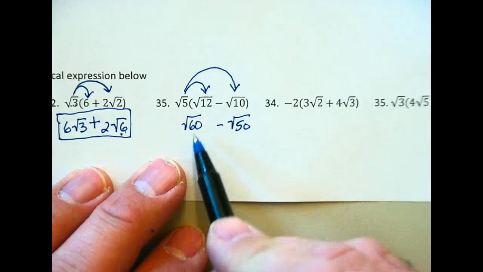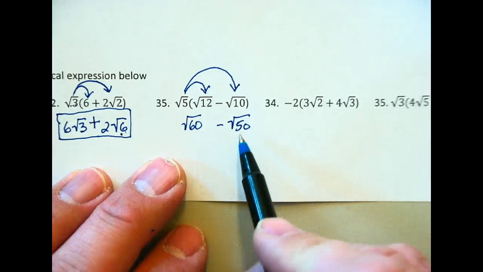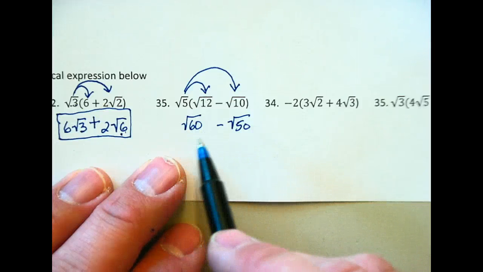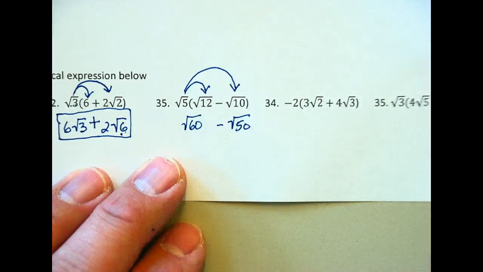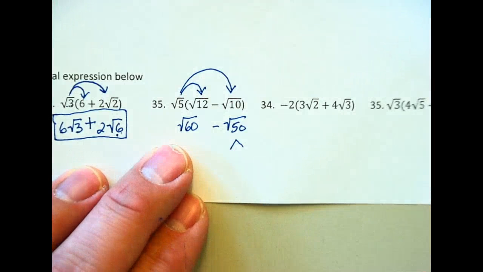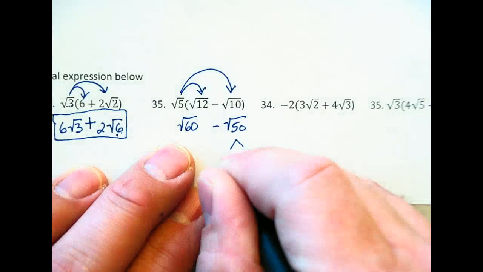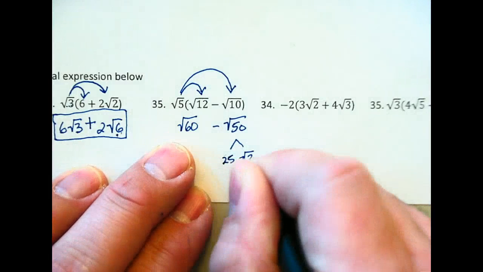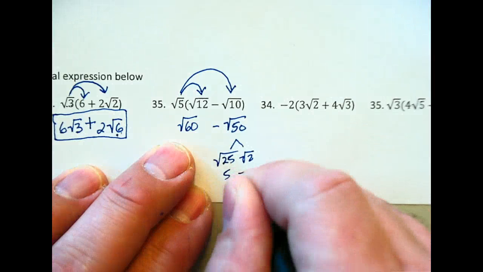Yeah, they're not like terms. You can't subtract these two because they're not like. Can I simplify either of them? Yeah, which one can I simplify? Root 50. What's that become? Yeah, it becomes root 25 by root 2, and root 25 is 5, so 5 root 2 there.